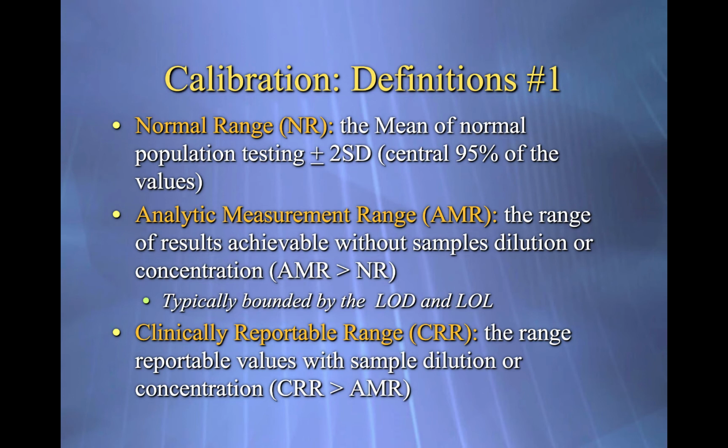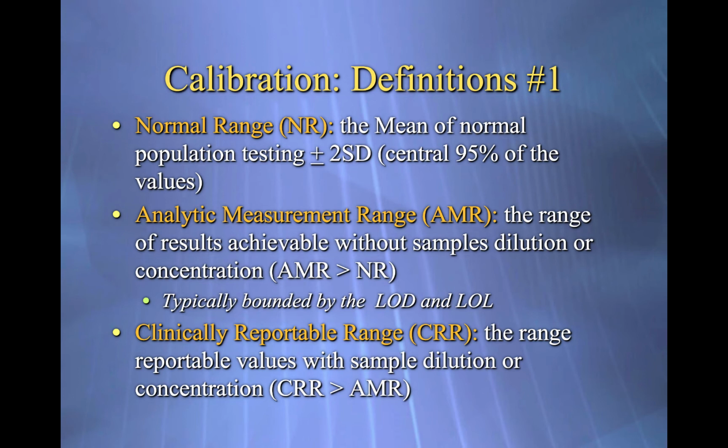I'll dilute the sample tenfold, rerun it, multiply that result by 10, and now even though I'm well outside the analytic measurement range, I can still report a result because I take the dilution into account. So that's the reportable range. That's typically going to be set by your laboratory director as how high do I want to define this test.